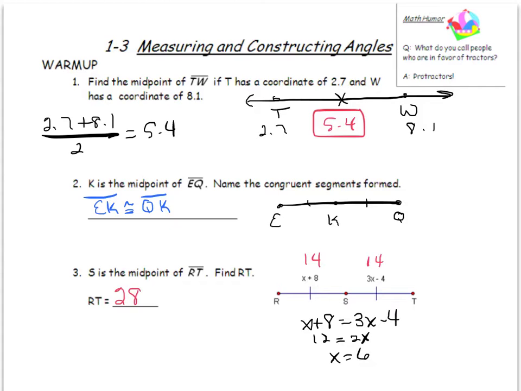In number 2, a picture would have helped you. If you draw the segment EQ and put in K, which is at the midpoint, you should see that EK is congruent to QK. And in number 3, if S is your midpoint, that makes these two segments, RS and ST, congruent. So you would set them equal. If they're congruent, their measures are equal. Set them equal, and you come up with X is 6. But they want to know the length of RT. So once you simply plug that in, you'll get RT is 28.